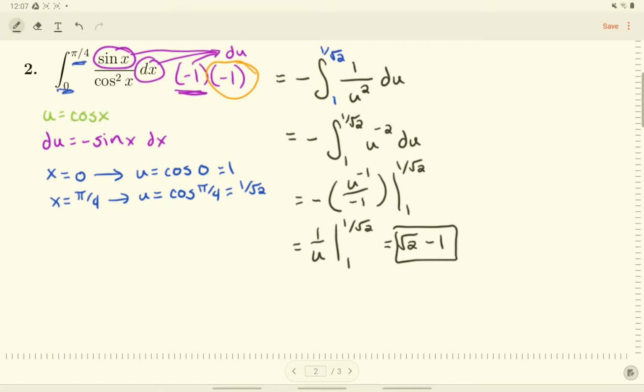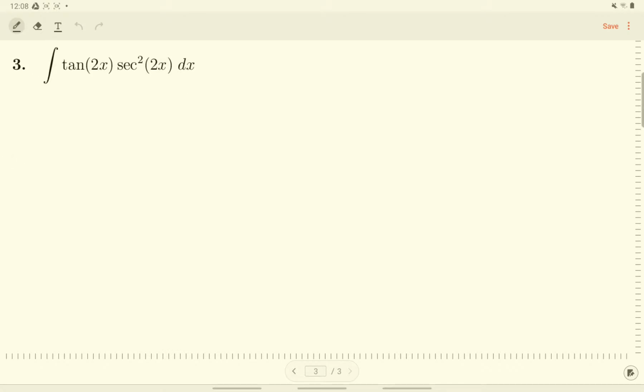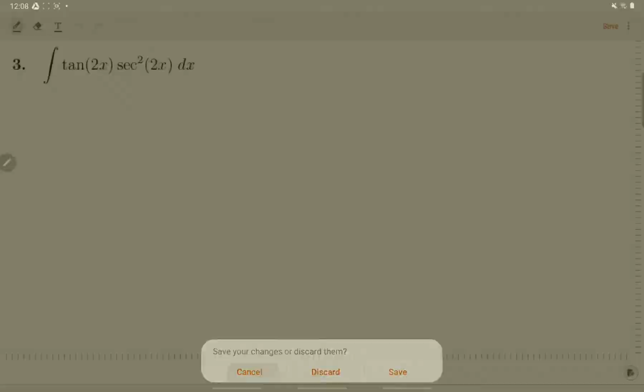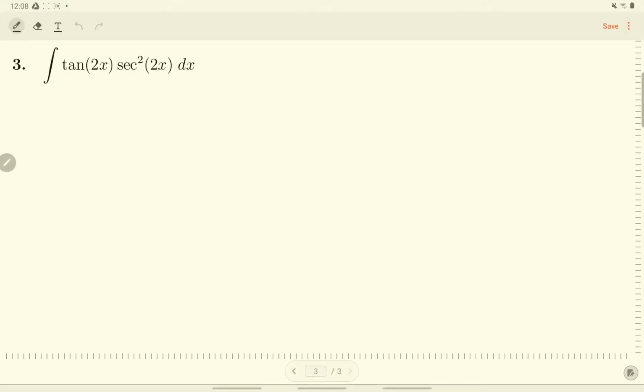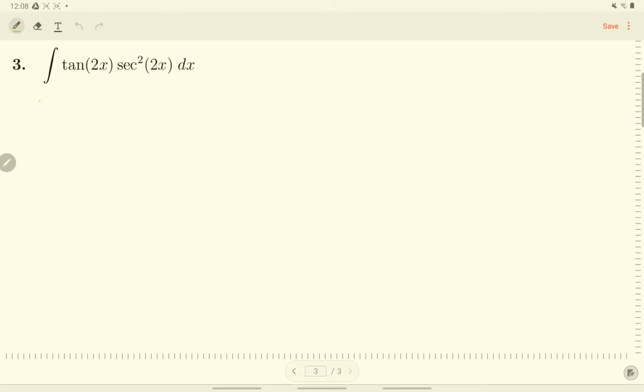All right, so that's example 2. Let's go to example 3. Okay, so this is an interesting example. This one, there are actually 2 different u's that work. Most people, what jumps out at them is to let u be tangent, because then my du is going to be a secant squared. Because of chain rule, it's 2 secant squared 2x dx.